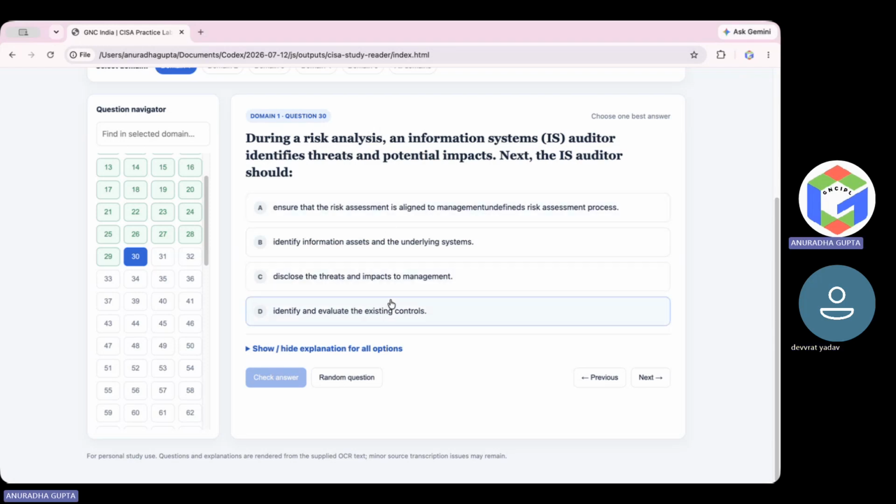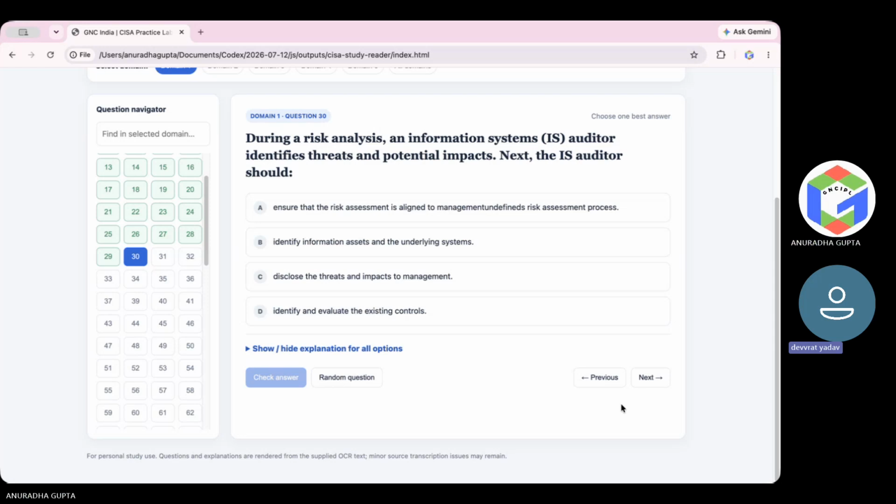D. Can you please explain why you have selected D? Yeah, we have identified the threat and potential impact on the asset. So next step, we have to evaluate the current existing controls, what we have on ground. Identify asset, B, was anyway the first step. Disclosing the threat and impact to management is not relevant. Without existing control, what can we disclose to the management?